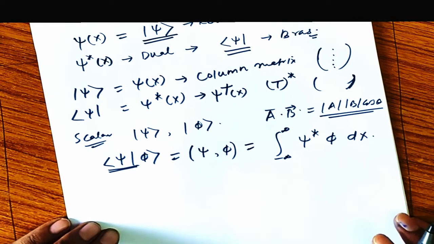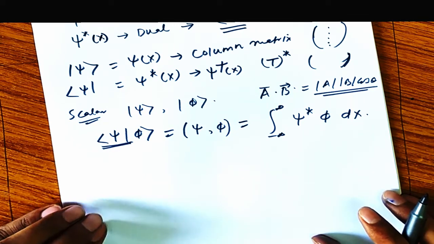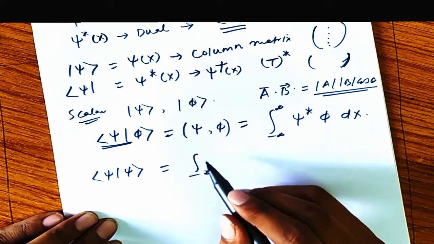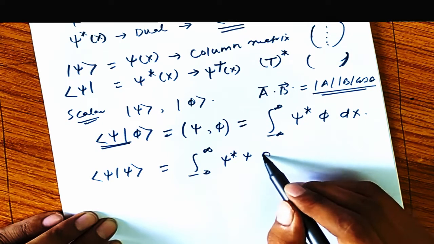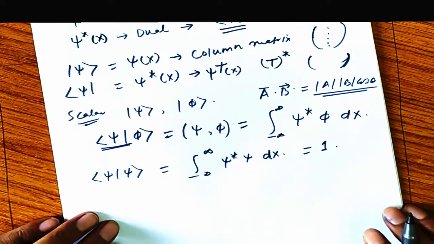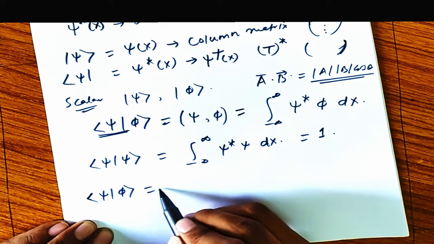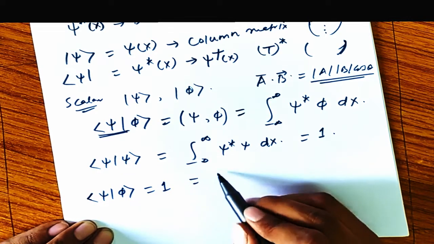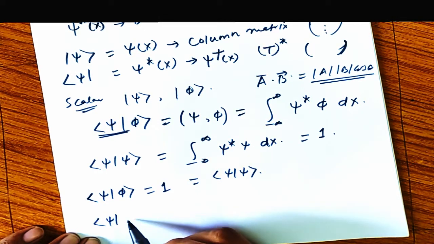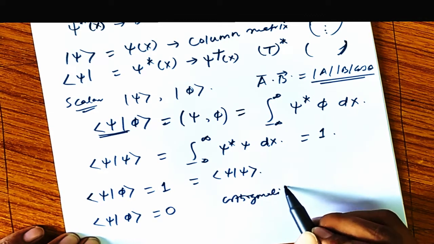You have already seen in the derivation of the particle in an infinite box how we did this. We wrote the integral from minus infinity to infinity of psi star psi dx, and this goes for normalization. So if two vectors or two eigenvectors are normalized, then I can write <psi|psi> equal to 1. Now if two vectors are orthogonal, then <psi|phi> will go to 0. This is the orthogonality condition.